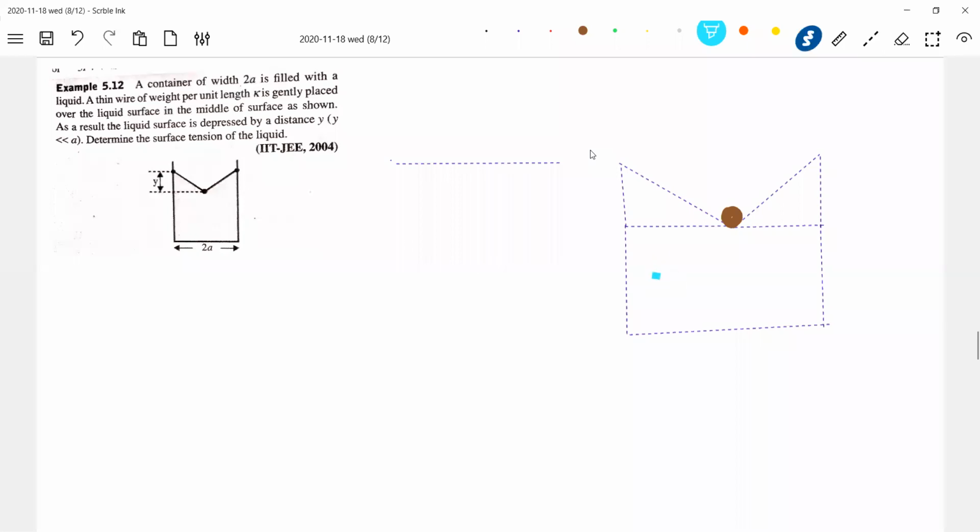Okay, get into the mathematics very fast. How should the force due to surface tension act?